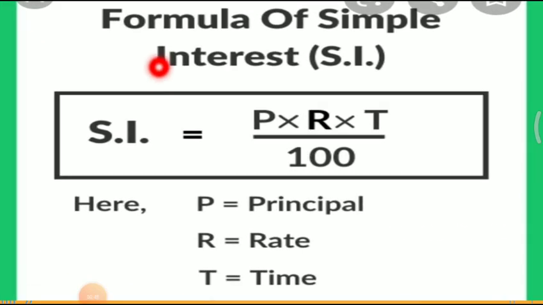At first I want to tell you the formula of simple interest. So SI, meaning simple interest, is equal to P multiplied by R multiplied by T divided by 100. P stands for principal, R stands for rate of interest, and T stands for time. Okay.